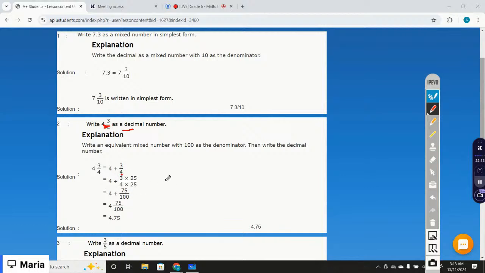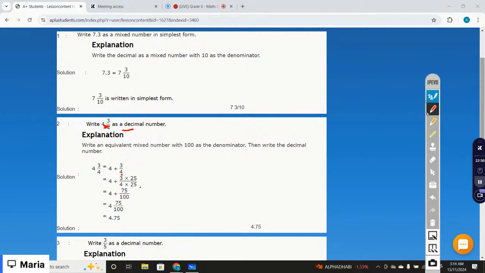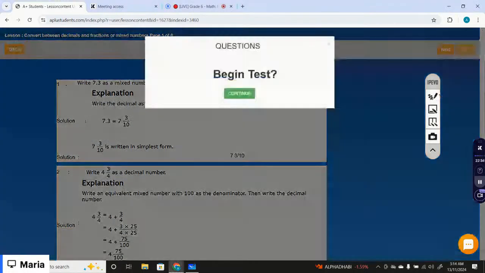Make this denominator equal to 100. So 4 times 25 is 100, so you need to multiply and divide this fraction by 25. That makes 75 over 100. So 75 over 100 means 75 is at the 100th position. So that makes 4.75. Let's just start with the practice questions. Let's see how we solve them.